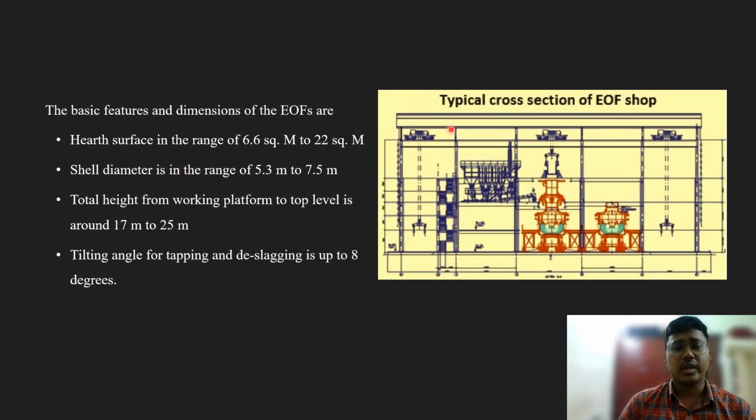The cross-sectional view of the energy optimizing furnace is presented here. With reference to this, the basic features and dimensions of the energy optimizing furnace are going to be discussed. The hearth surface is in the range of 6.6 square meters to 22 square meters. The shell diameter is in the range of 5.3 meters to 7.5 meters. This is the shell diameter. The total height from the working platform to the top level is around 17 meters to 25 meters. The tilting angle for tapping and deslagging is up to 8 degrees. The tapping and deslagging is done here in this part of the furnace.